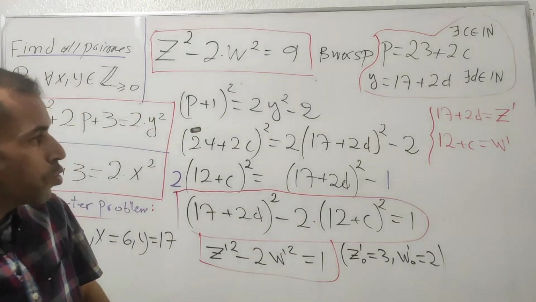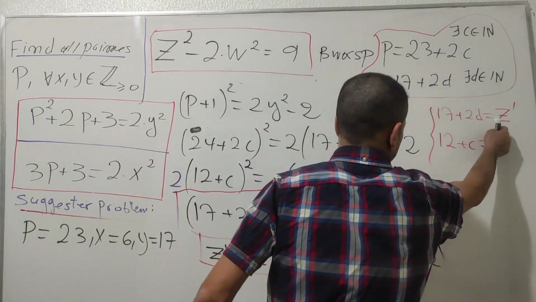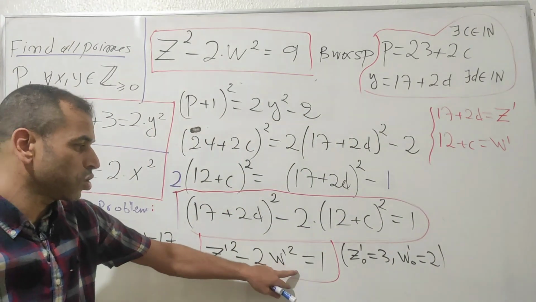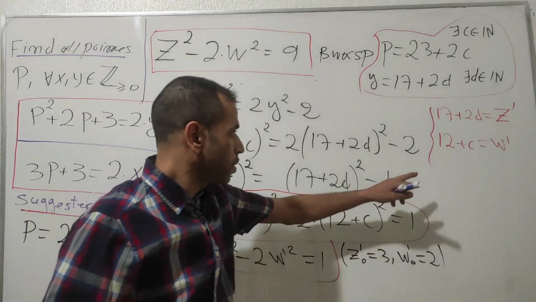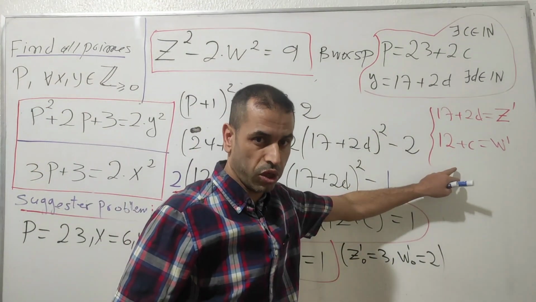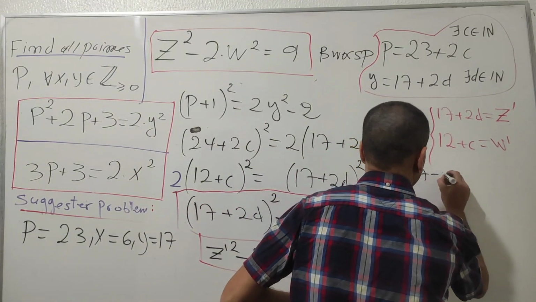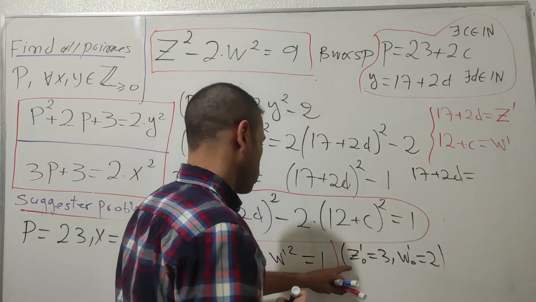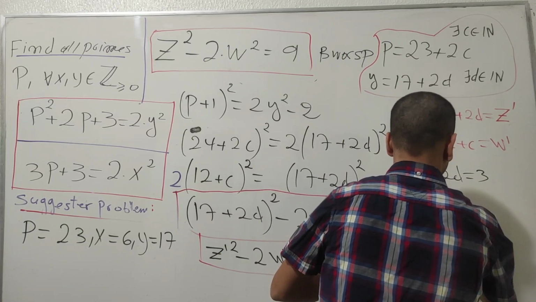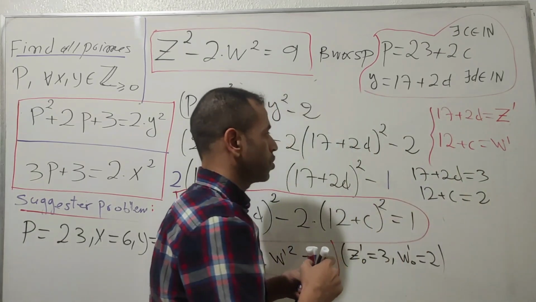So what to do? I'm simply going to replace these values and put them here to find d and c. I know this equation will have infinitely many solutions, but we are not going through all the solutions. Choosing just the obvious solution is enough to extract the contradiction. So I get 17 plus 2d, which is going to be replaced with 3 here. In the second equation, I will have 12 plus c replaced with 2. Now let's solve these equations.